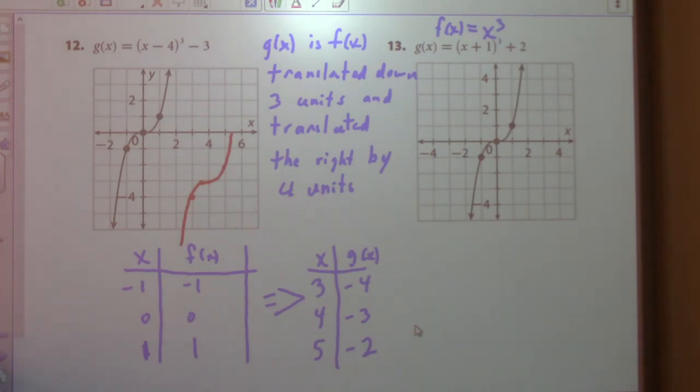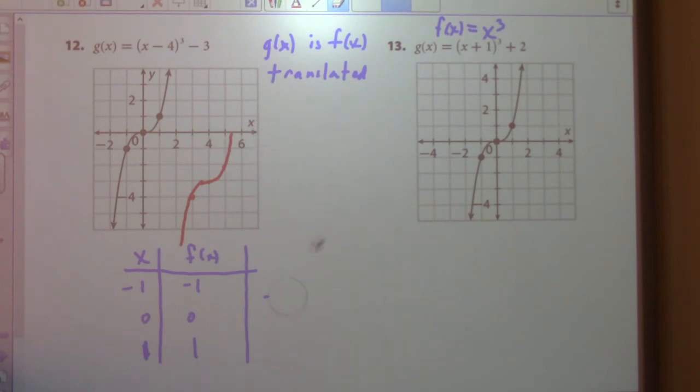All right, Ariana, what do we get for this one here? I got g of x is f of x translated up 2 units. Okay, I'm going to go ahead and erase all this here. Translate up 2 units, and to the left one. Left 1 unit.